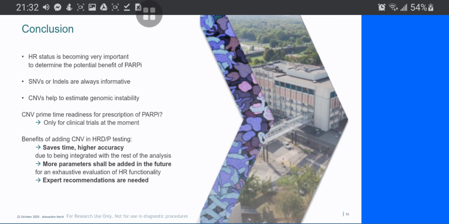Finally, the benefit of adding CNV and HRD or HRP testing is that it allows us to save time and have high accuracy, because everything is integrated with the rest of the analysis. We are also aware that more parameters shall be added in the future for a more exhaustive evaluation of HR functionality. And we also need expert recommendations because we need to know what score would be the best to define if HR is deficient or proficient.